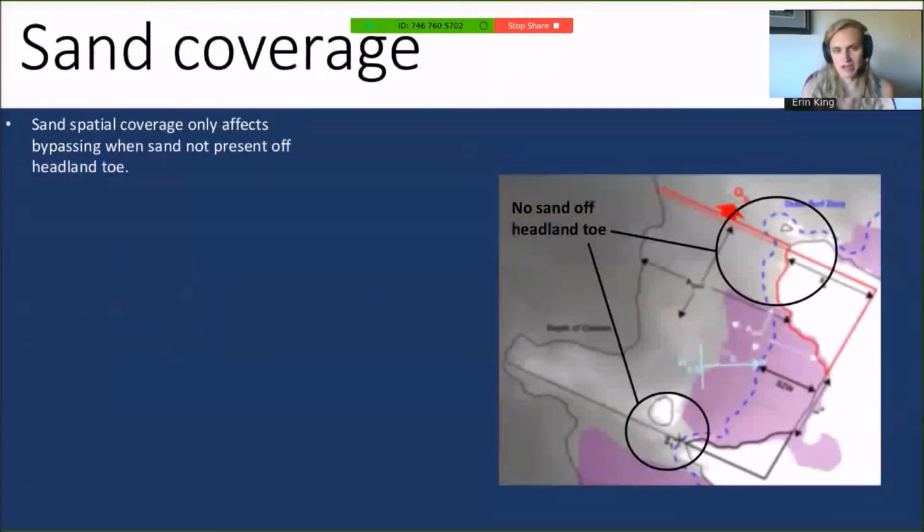So what happens when we have non-uniform sediments? What happens when there's no sand present, if there's areas of bare rock, for example, off the headland apex?